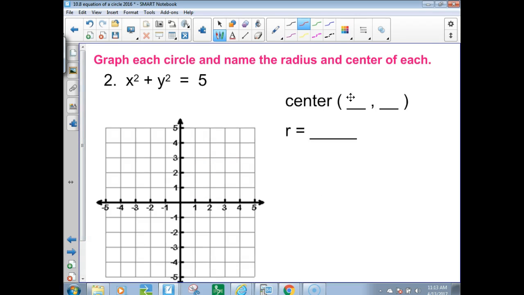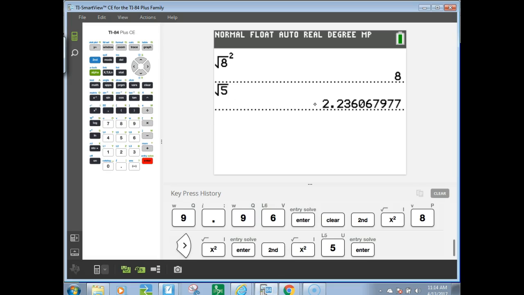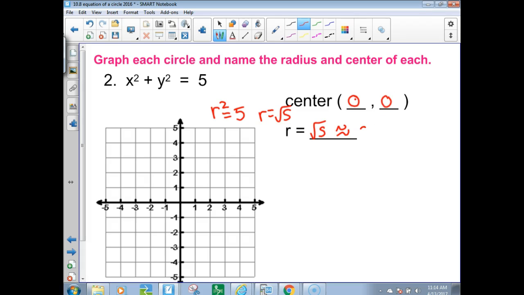Number 2 is another one with its center at 0, 0. But the radius squared is 5. So the actual radius is the square root of 5. I need to find out about what that is as a decimal so I can plot it, because if you don't know it, you're not going to be able to graph it. The square root of 5 is about 2.24, my mistake.